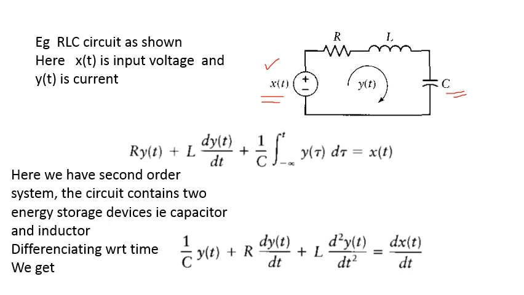So we can write this circuit in terms of a linear constant coefficient differential equation as R y(t) plus L dy(t)/dt plus 1/C integral from minus infinity to t of y(tau) d tau. And you understand y(tau) is basically the total amount of current flowing in the circuit. So this is equal to x(t), which is the applied voltage.